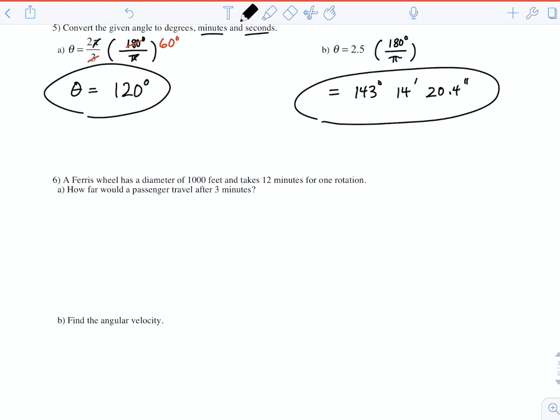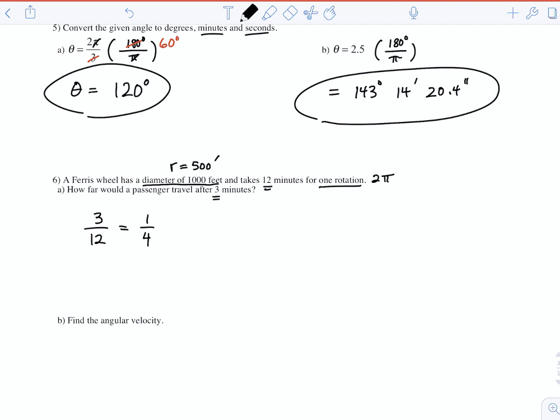A Ferris wheel has a diameter, so this right here automatically tells me use radius equals 500 feet. It takes 12 minutes for one rotation, and as soon as I see that it says rotation, I automatically think in radians. That means 2 pi would be the angle. So how far would they travel after 3 minutes? Well, this is basically telling you it's a fraction of going around the circle. So they went 3 out of a possible 12 minutes, or in other words, they went 1/4 of the way around the Ferris wheel.